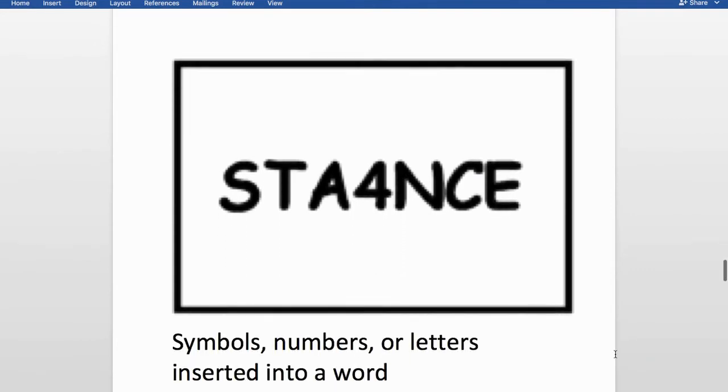And so you have to look at symbols, numbers, or letters inserted into a word, or it could be not there. So there could be something missing, a certain letter that's trying to show you something.